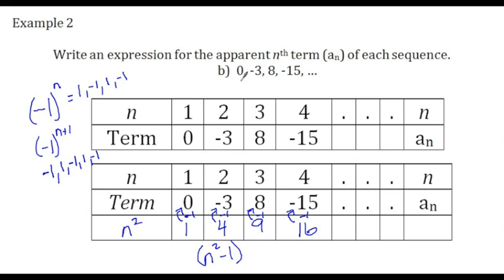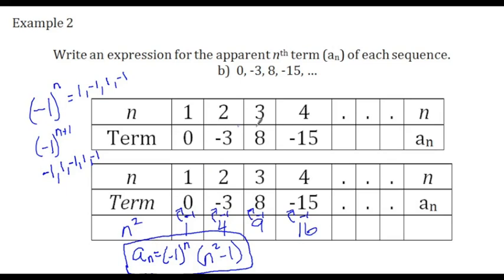So we have the positive, negative relationship going, so we just want to do the -1 to the n power. You can either put it in the front or the back, it really doesn't matter. Normally it's in the front. And there's our expression right there.